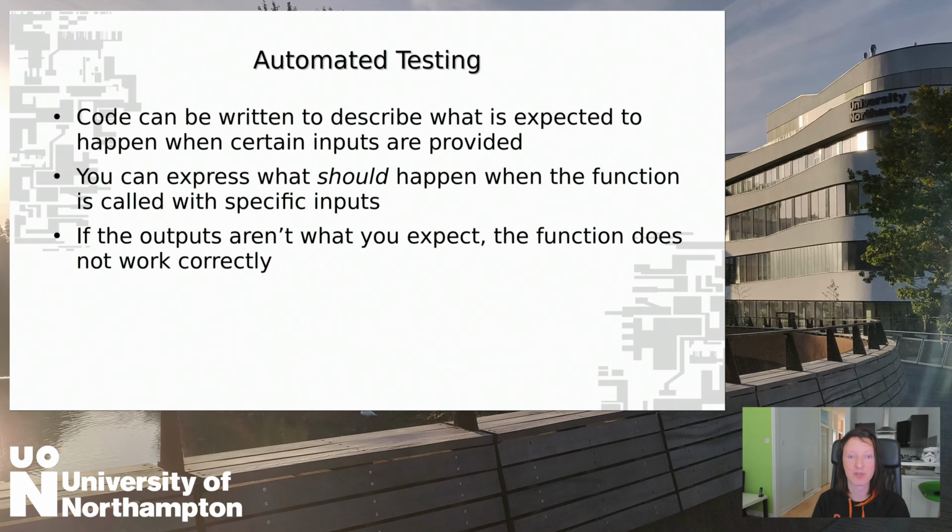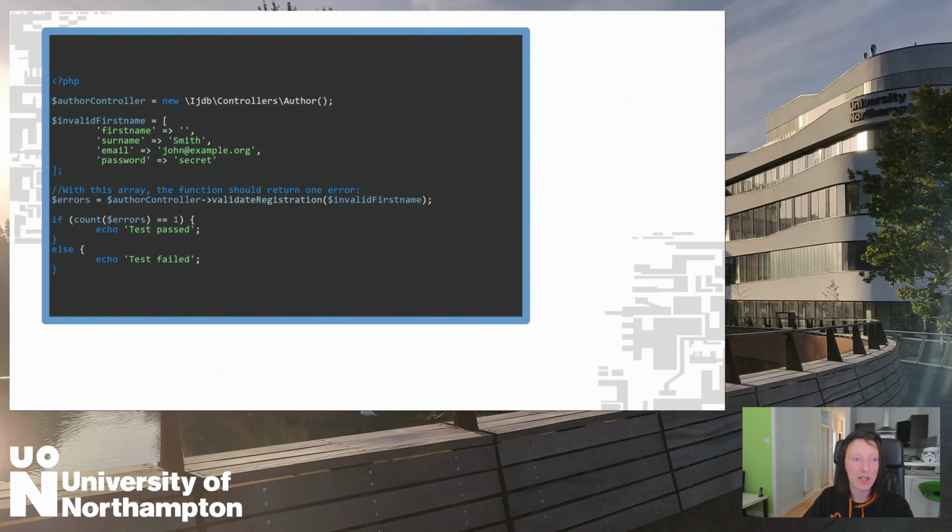And if any of the tests fail and the tests say the function is not doing what we expect it to do, then we know that there's an issue in the function that needs to be fixed. Here's a very crude test. So I've got my instance of the author controller. In reality, you might need to pass an argument here if you wanted to run this code, but for simplicity, I haven't done that here.